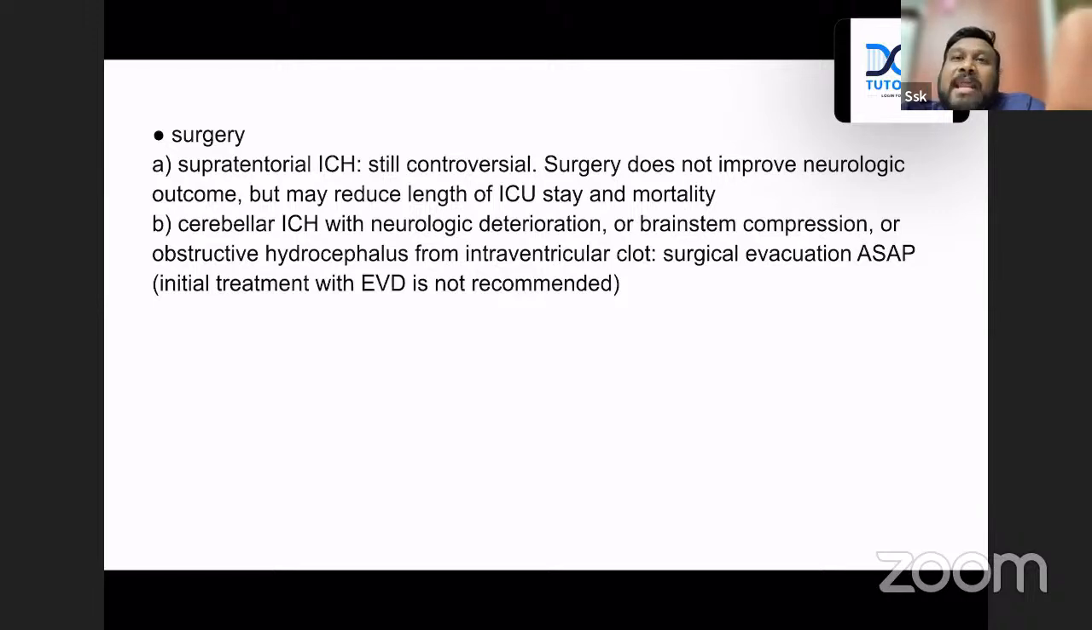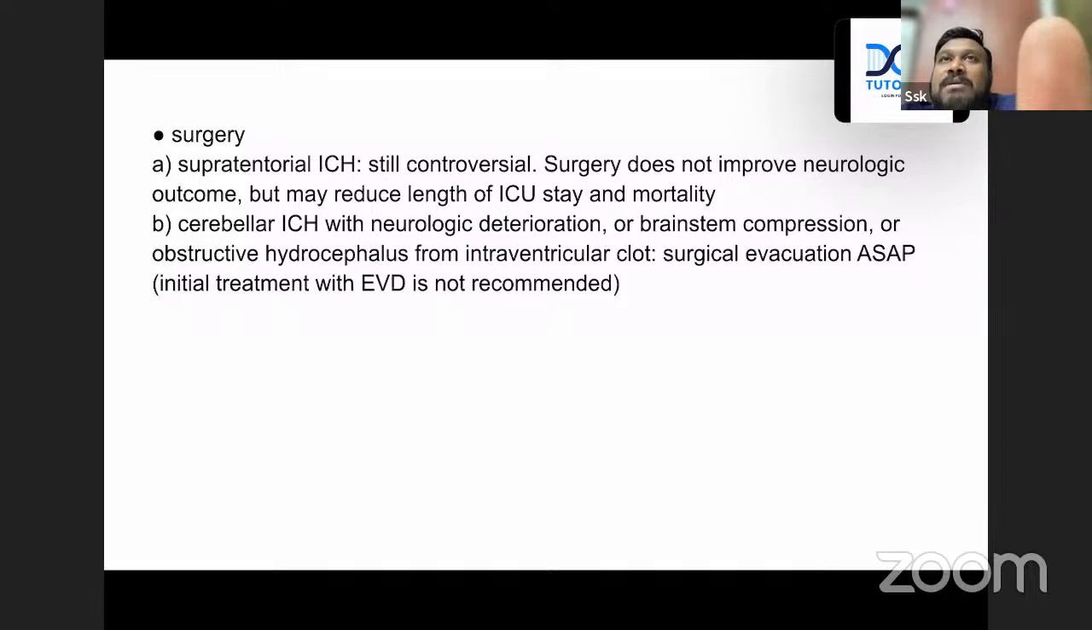And what about cerebellar ICH? In cerebellar ICH, the chance of neurological deterioration and brainstem compression is very high. So when you see a cerebellar ICH, and if the volume is more, if it is going to compress the fourth ventricle, then it is a neurosurgical emergency. So you have to treat it. You have to do a suboccipital craniotomy. You have to evacuate the ICH. Only then the patient is going to survive.